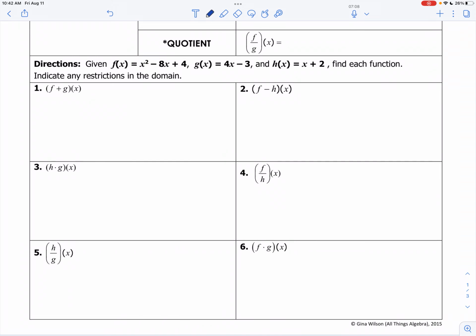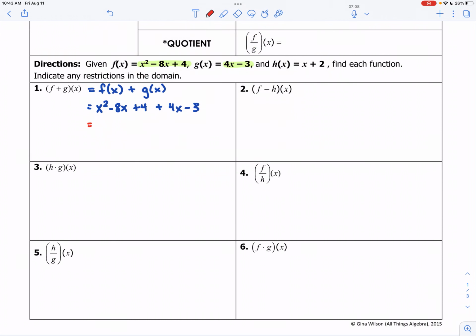So this says f plus g of x. Like I said before, that's the same thing as getting our f of x function and adding the g of x function. So looking at my f of x, that is x squared minus 8x plus 4. And then we're going to add to that our g of x, which we can see here is 4x minus 3. Again, because we are adding, we don't have to worry about parentheses anywhere. We are just going to combine like terms now.